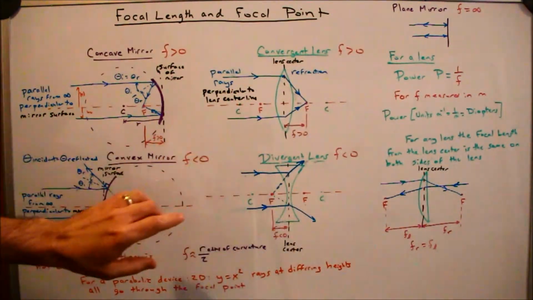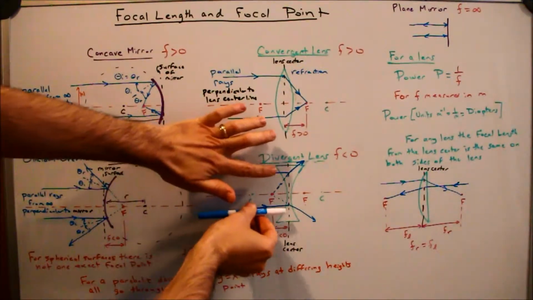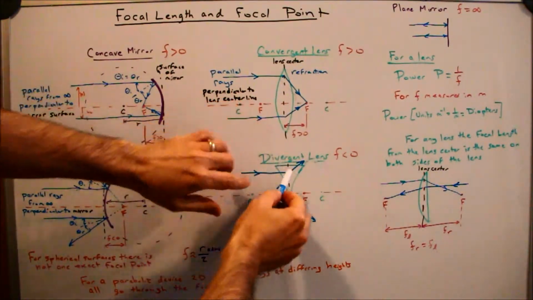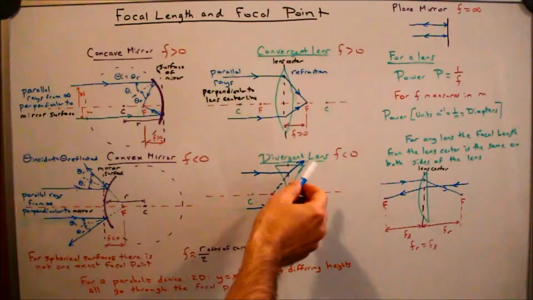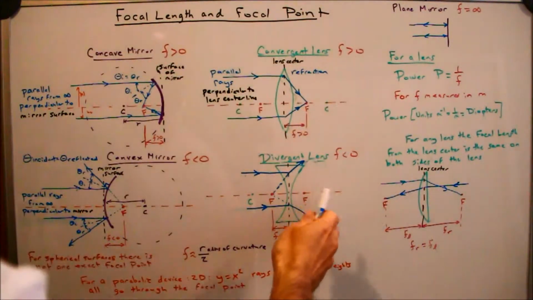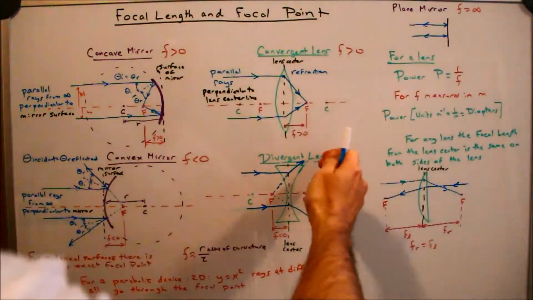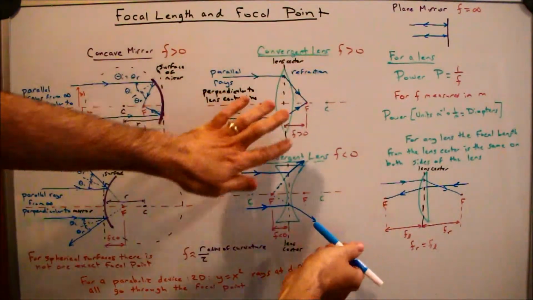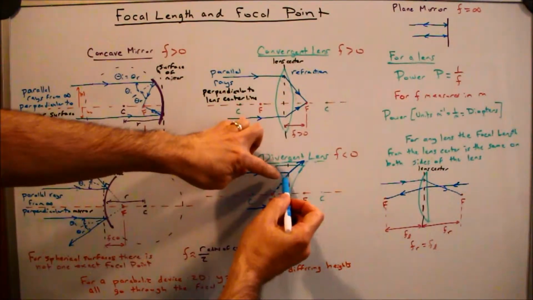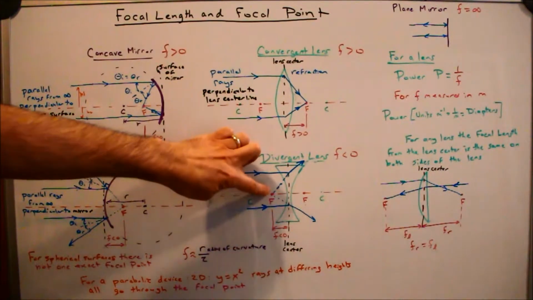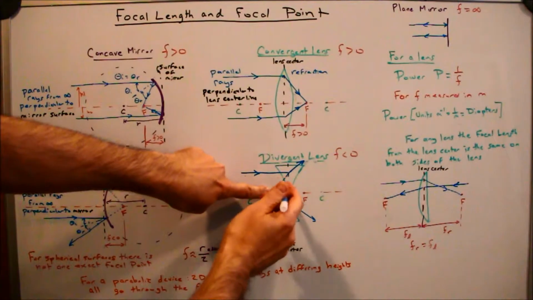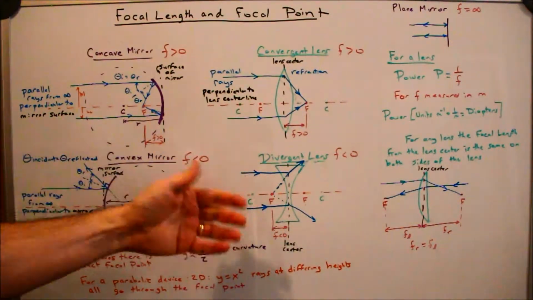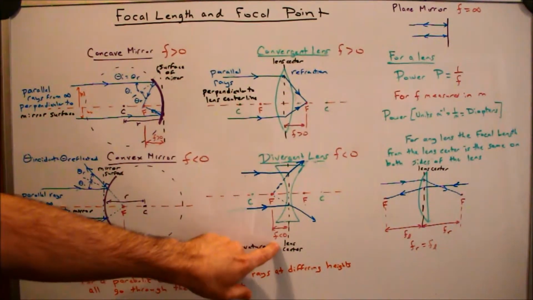Now for a divergent lens, I have these rays coming in. Again, they refract, and this time they're diverging. In the direction that these rays continue, they're not going to come to a point, but if I project back along where they are, they would converge at this focal point, which is on the same side as the incoming rays, and therefore this focal length is negative.